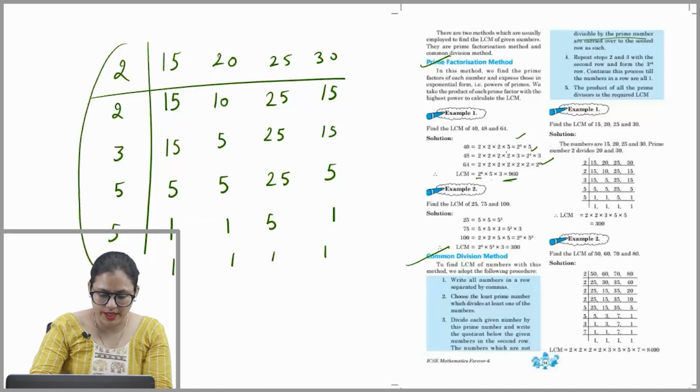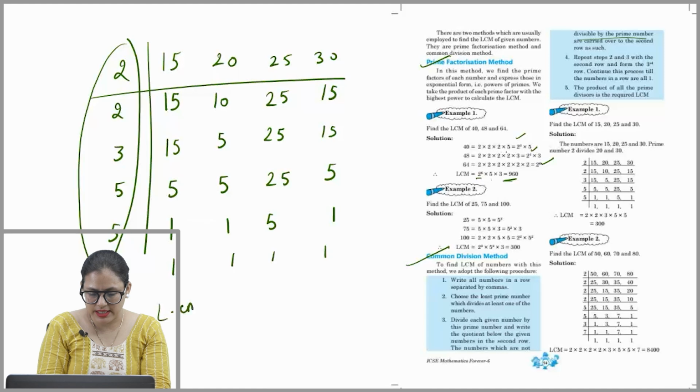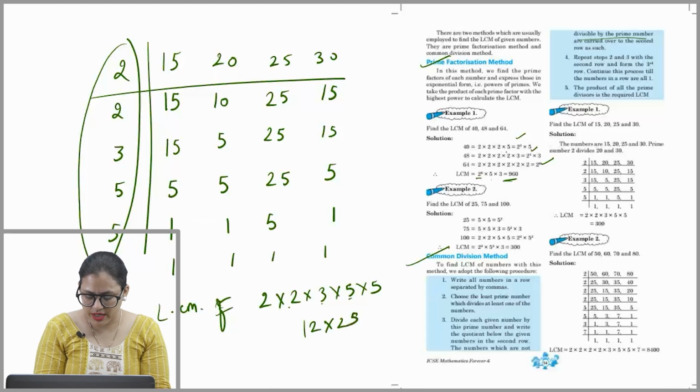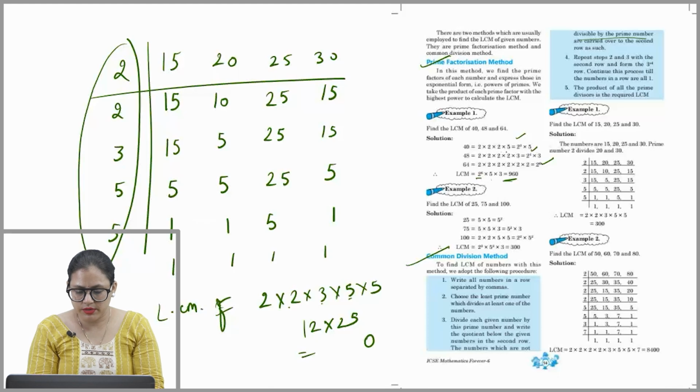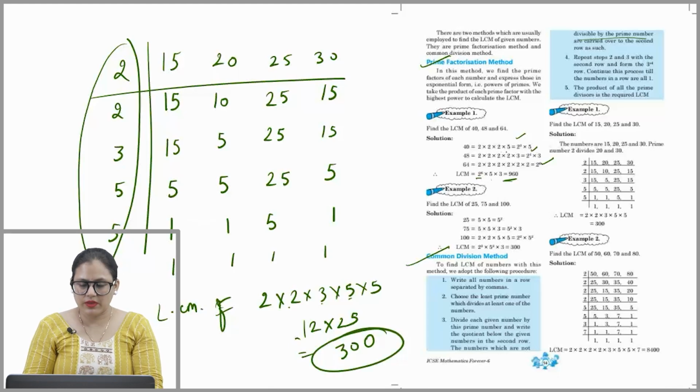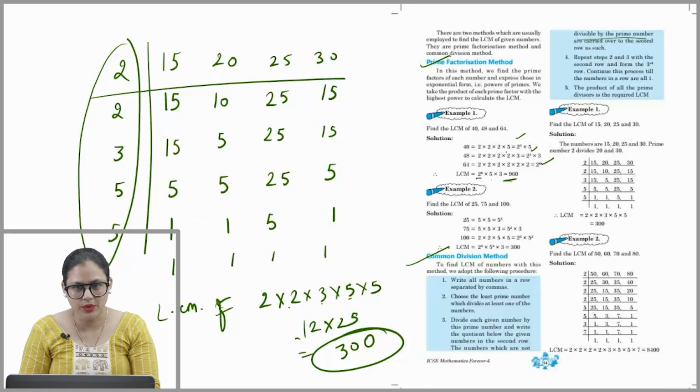Now we will multiply all these numbers. LCM is equal to 2 into 2 into 3 into 5 into 5. 2 into 2 is 4, 4 into 3 is 12, into 5 into 5 is 25, and 25 into 12 is what? 25 2s are 50, 5 carry, 25 1s are 25 plus 5 is 30. So 300 is the LCM. Okay.